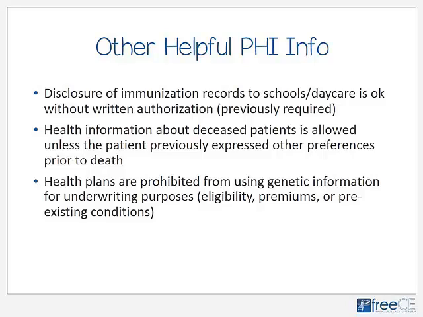And the last thing I found that I thought would be helpful was that health plans are prohibited from using genetic information for underwriting purposes like eligibility, premiums, or pre-existing conditions. So, for example, a health plan can't deny you coverage because your mom or your dad or your grandparents had diabetes. Healthcare providers may, however, use and disclose genetic information for treatment and other permitted purposes.